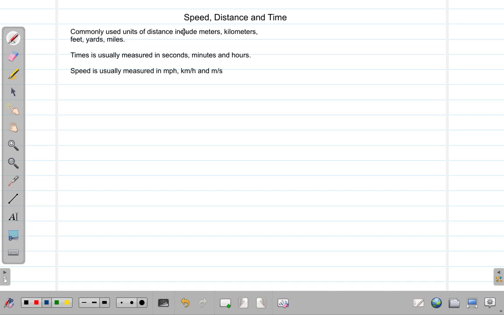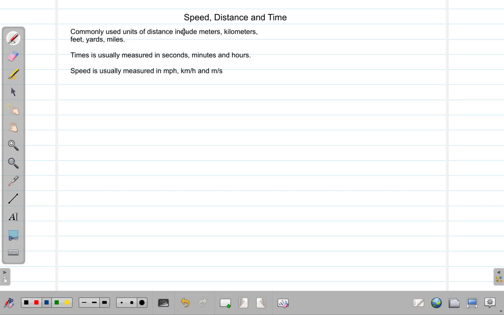Of course, you do have other units and subunits of distance. You have centimeters, millimeters, inches, and so on. Alright? Now, time is usually measured in seconds, minutes, and hours. Those are the units that we use every day to measure time.